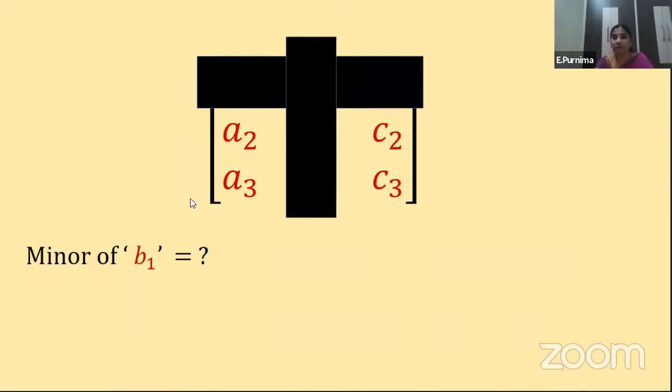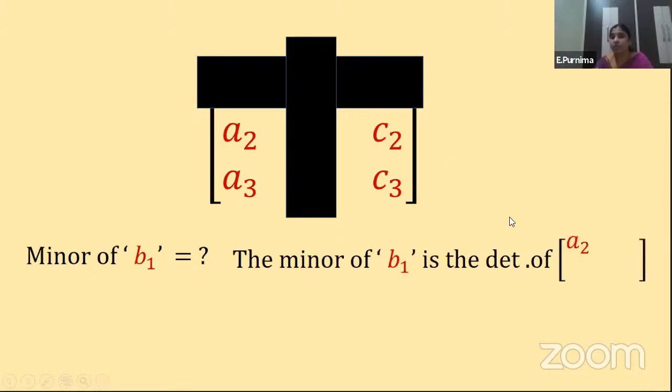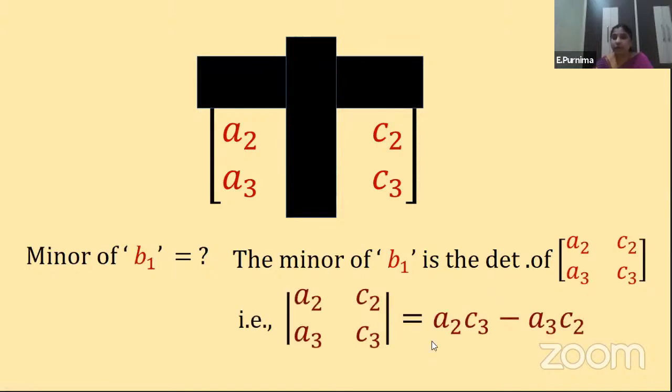Now what are the four elements which are left here? A2, C2, A3, C3. Now we are going to find out the determinant of these four elements. Clear? These four elements, if you write together, they form a 2 by 2 square matrix, isn't it? So the minor of B1 is the determinant of A2, C2, A3, C3. Is it clear? So that is nothing but, again cross multiplication we will do, children here, that is A2 C3 minus A3 C2. Is it clear? So this is the way we find out the minor of an element.